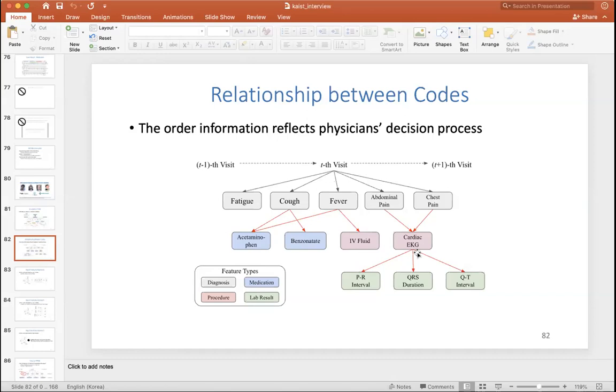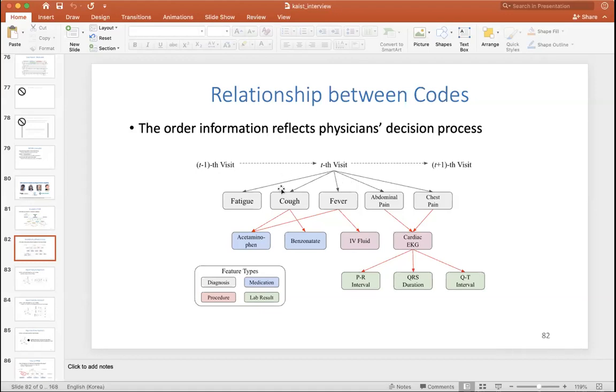Like if you take EKGs, or if you take blood samples or urine samples, those kinds of procedure orders usually lead to lab tests, and after lab tests you have lab results. So sometimes under the procedure there are lab results. So you can see there's a hierarchy of things, and this kind of information, these things happening in order, it does contain valuable information, because this reflects the physician's decision process.